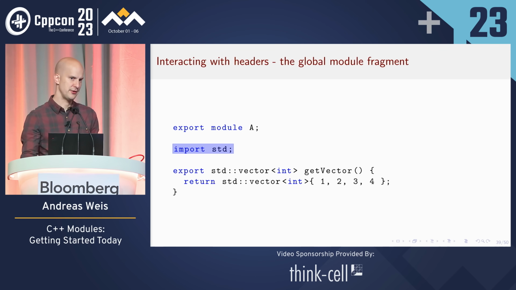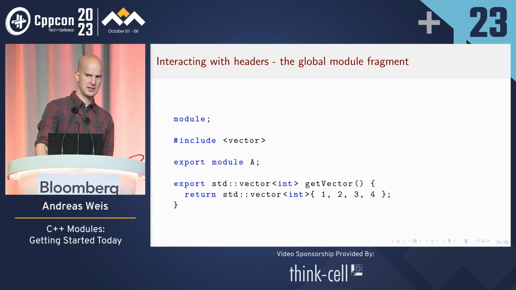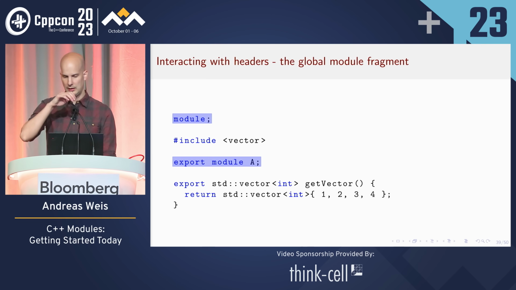But what if you're not there yet? What if you actually need to use the standard library the old-fashioned way by including a header? So you would write it like this, and this introduces a new concept that I haven't been talking about, and that is the global module fragment.